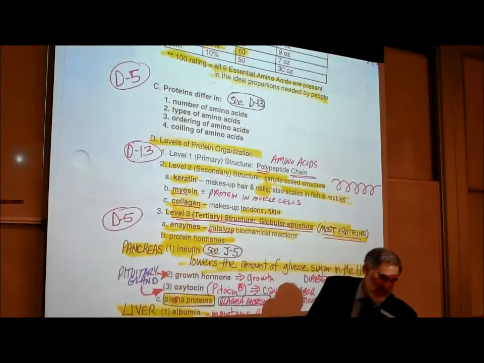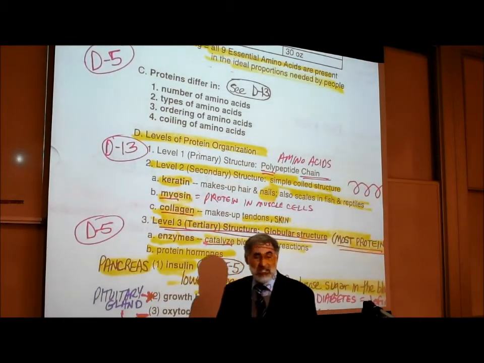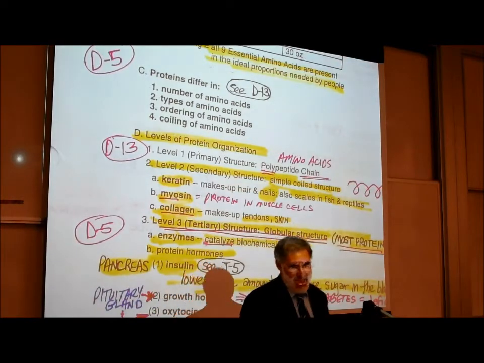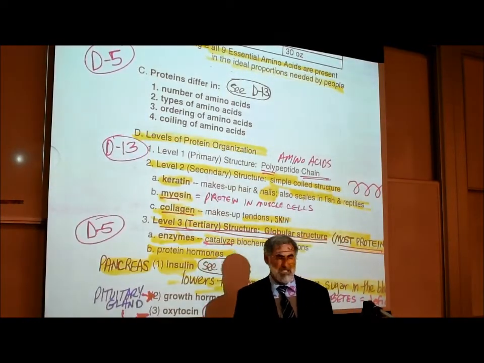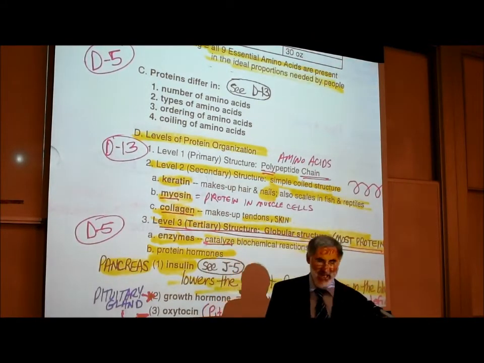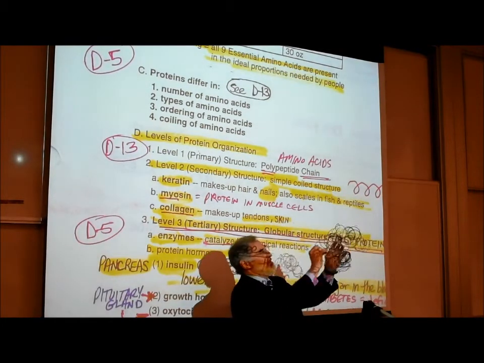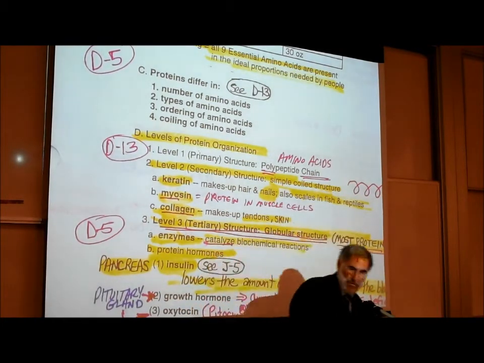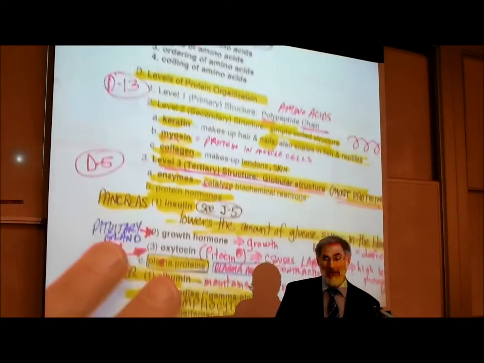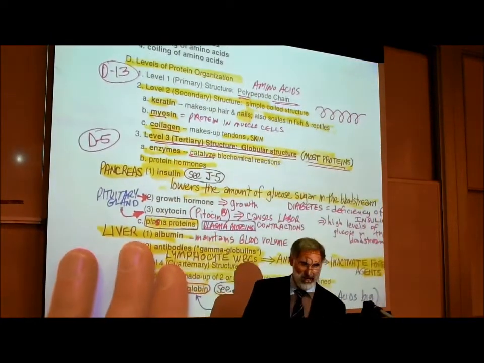Some proteins contain all 20 different types of amino acids, and some proteins contain less than all 20, maybe only 8 of the 20 amino acids. Thirdly, the proteins differ in how those amino acids are ordered, their sequence. And fourthly, they differ in how these chains of amino acids are coiled up. Now, we wanted to give you some examples of proteins that are found in us and in some other organisms as well, but especially those in us.